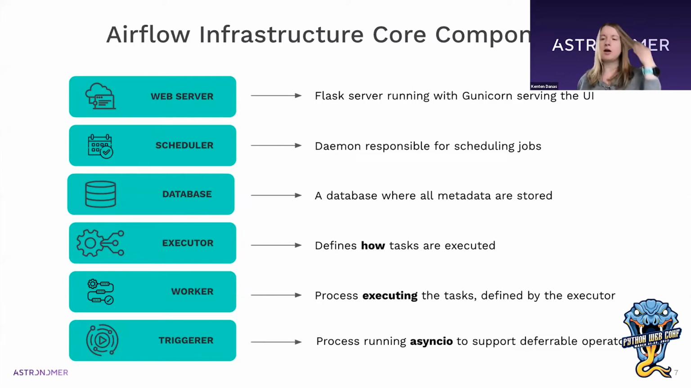but as we'll see a little bit later, it is important to know what they are. So the first three core components are your web server, your scheduler, and your database. Your web server serves your UI that you interact with. Your scheduler is the process actually responsible for scheduling the jobs, which is obviously important for an orchestrator. And your database is going to be your metadata database where you store all of the metadata associated with your tasks. You also have an executor, which will define how the tasks get executed.